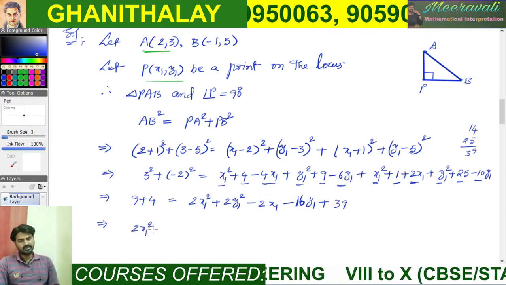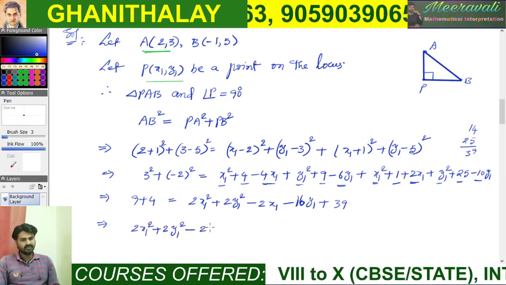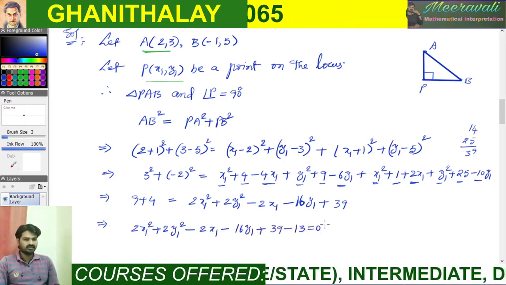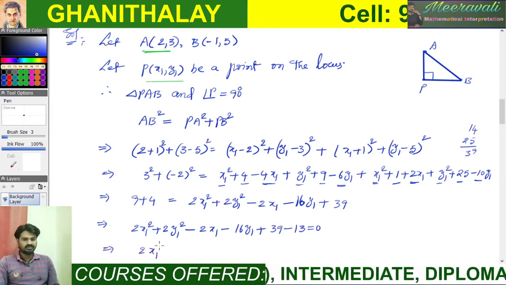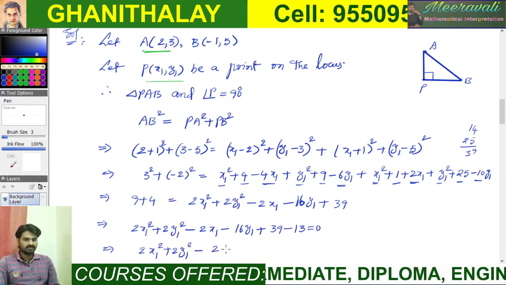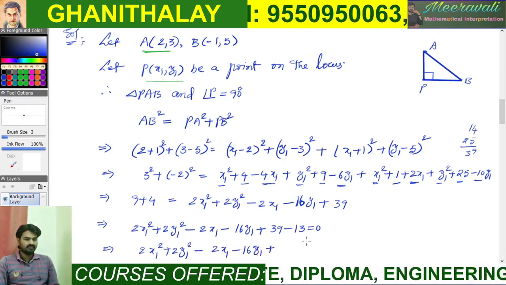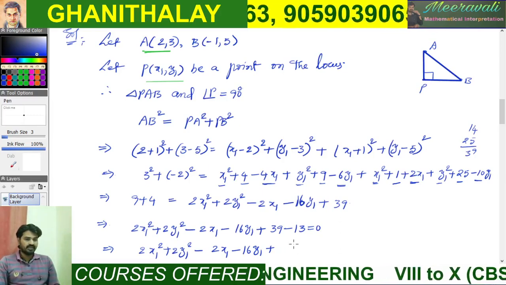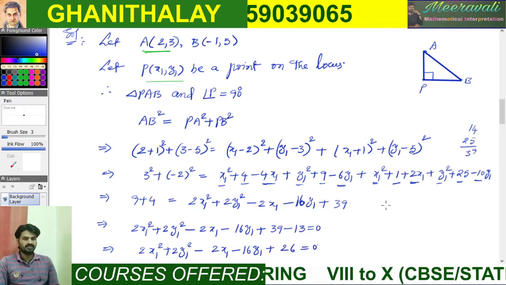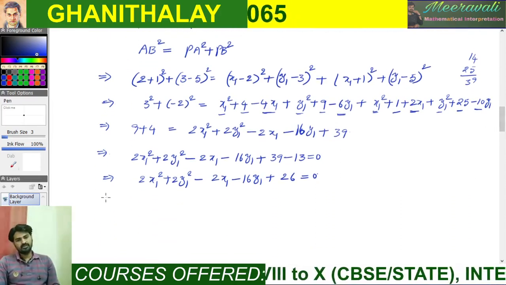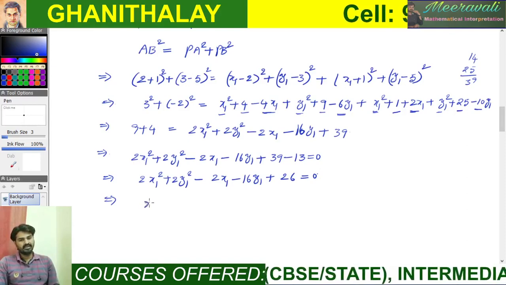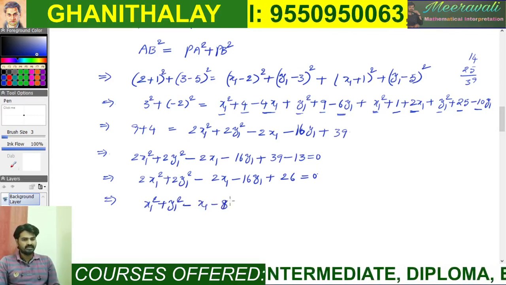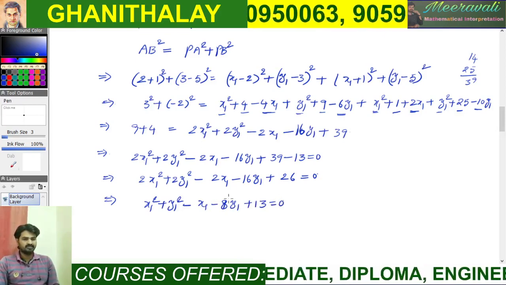You will get 2x1 square plus 2y1 square minus 2x1 minus 16y1 plus 39 minus 13 is equal to 0. That is 2x1 square plus 2y1 square minus 2x1 minus 16y1 plus 26 is equal to 0. Now finally dividing by 2 on both sides, you will get x1 square plus y1 square minus x1 minus 8y1 plus 13 is equal to 0. So this is the answer.